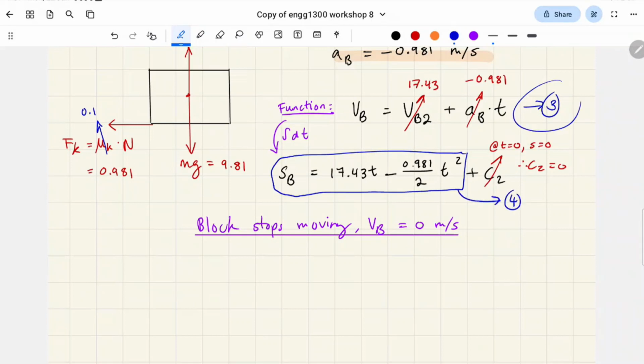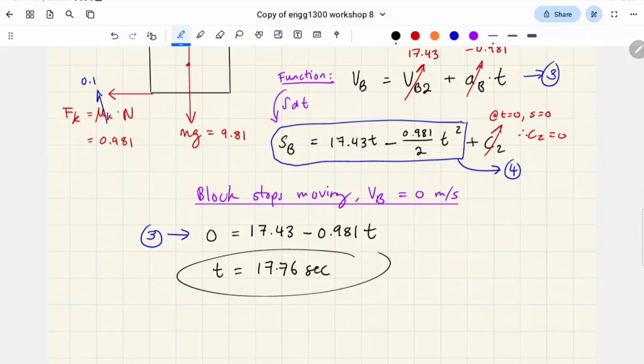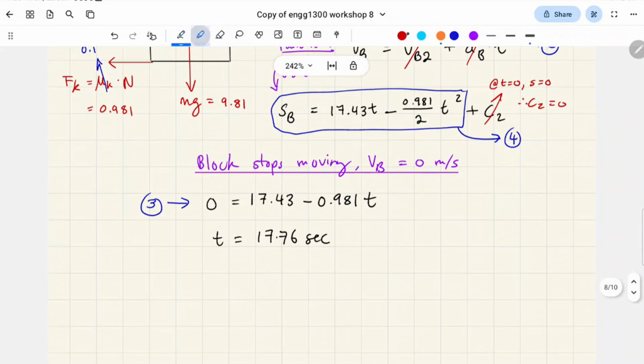What we're going to be looking at is equation 3. So when it stops moving, we have our function, and then this is simple to solve for t. We're not going to have this parabola. We're just going to have this straight line equation, right? Because it only stops moving once. That's how the maths works for this.